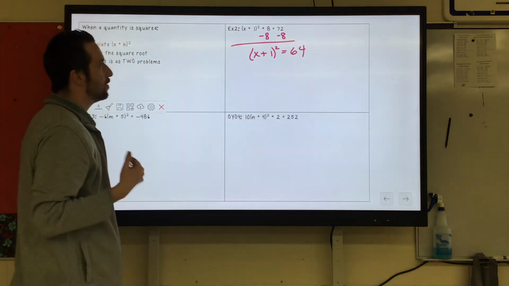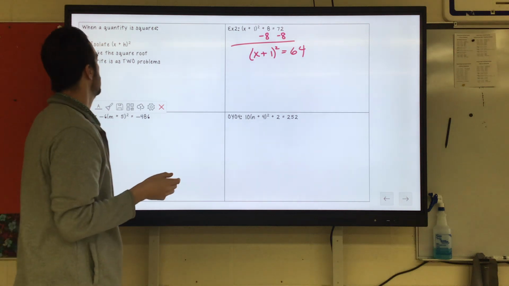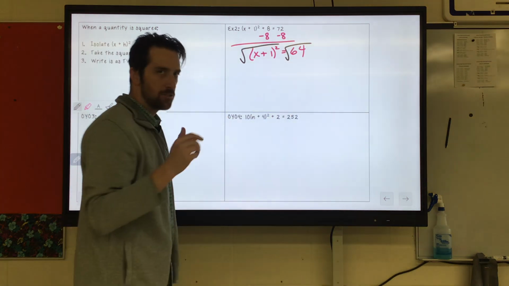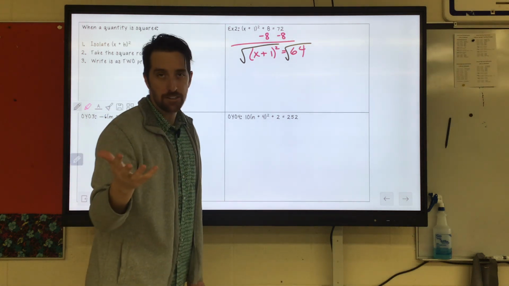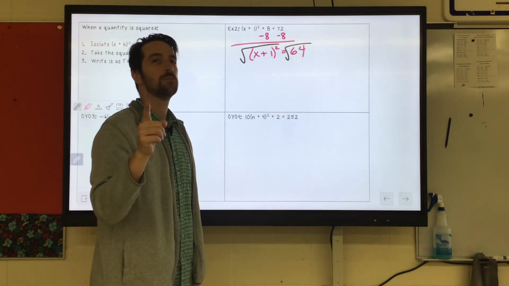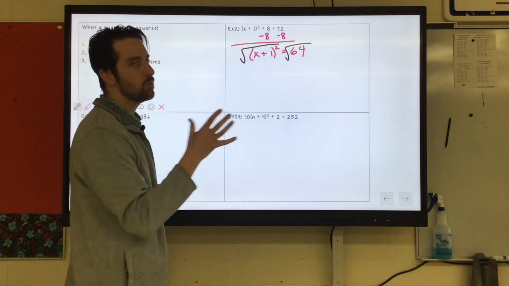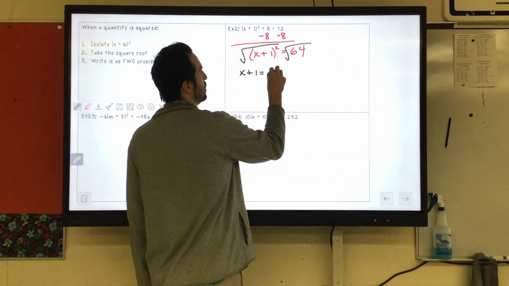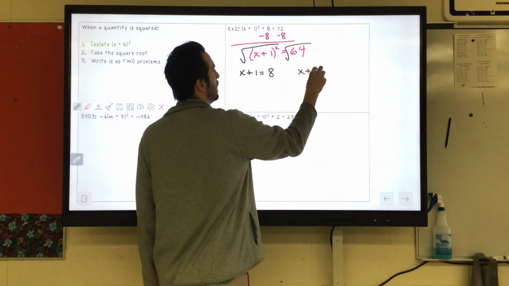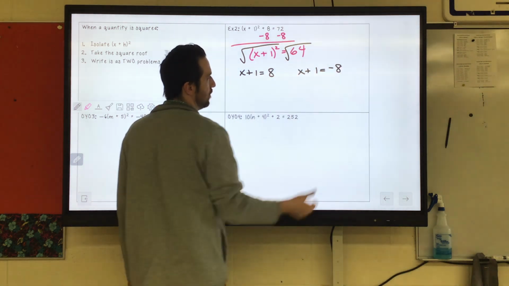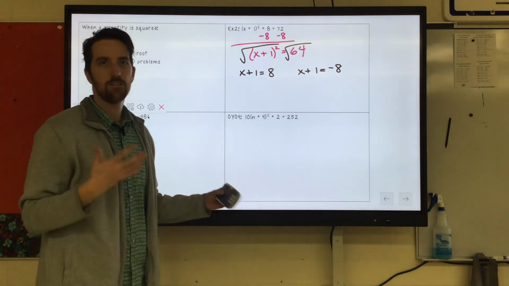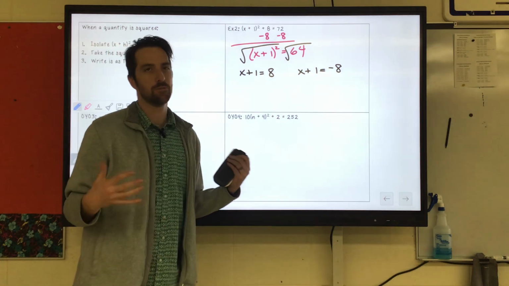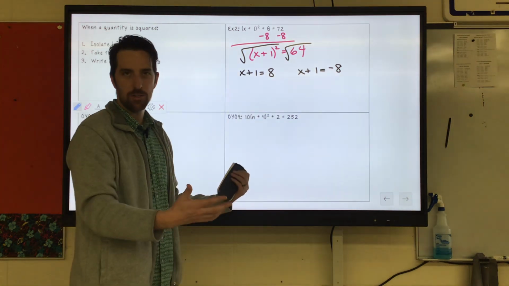Now we're going to get rid of the square by square rooting. Now remember, the square root of 64, your calculator would say is 8, but it could also be negative 8. So if we still have more to do, we're going to set up 2 equations. We're going to set up x plus 1 equals 8, and also x plus 1 equals negative 8. We have to include the positive and negative roots. It's kind of similar to when we did absolute value equations. You set up 2 equations there.